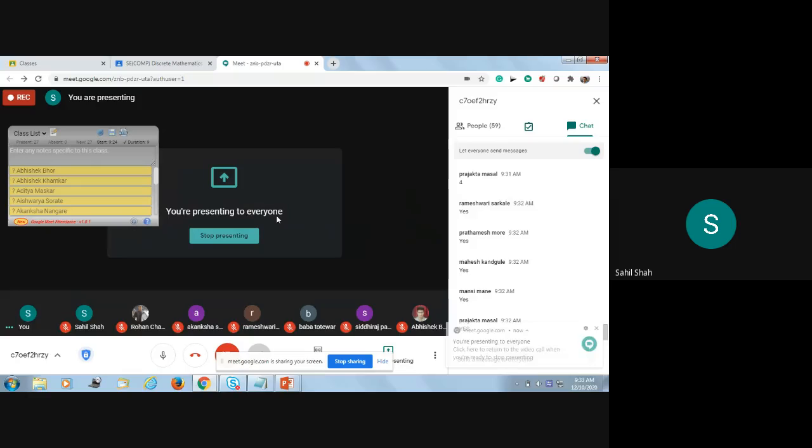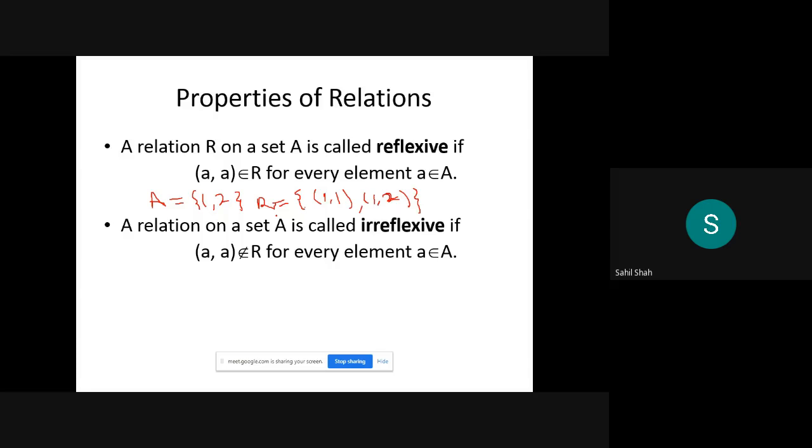Whether R is reflexive. What is the definition of reflexive relation? A relation R will be said to be reflexive if every element is related with itself. In short, if you are having element small a present in original set A, there must be a pair a comma a present in R.